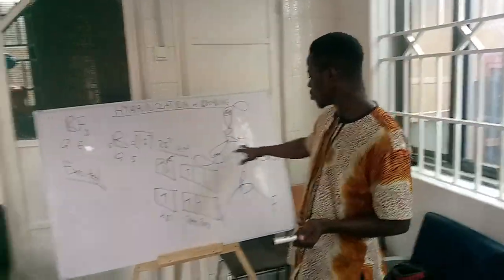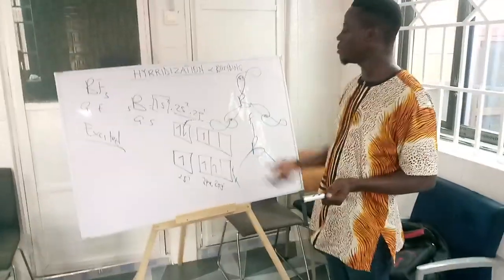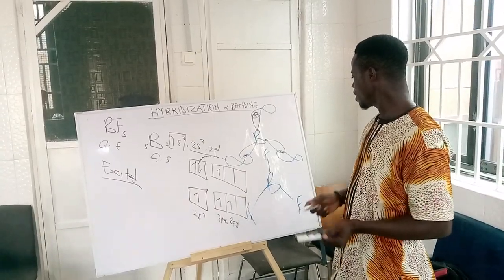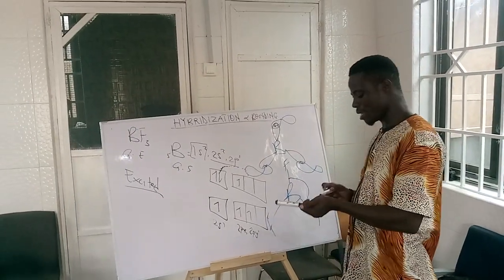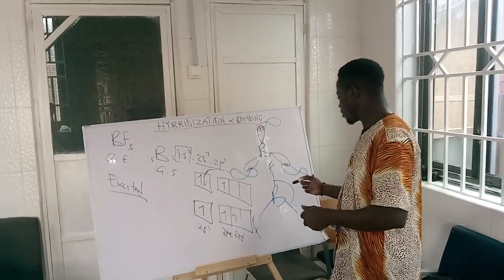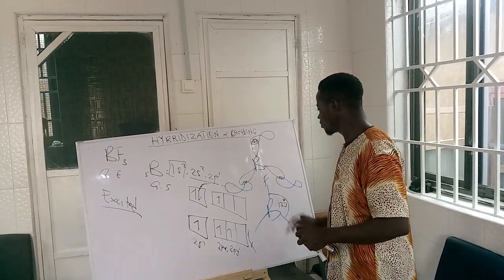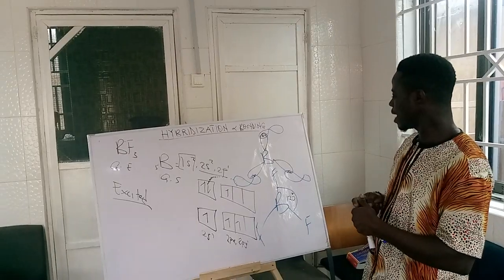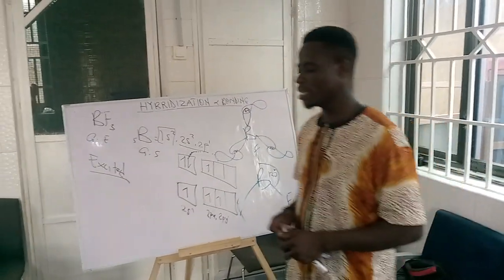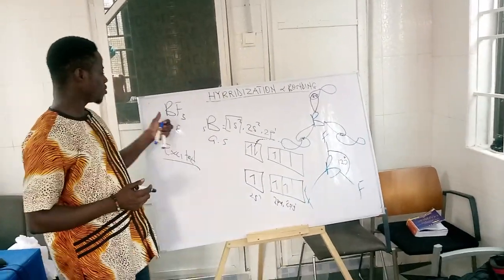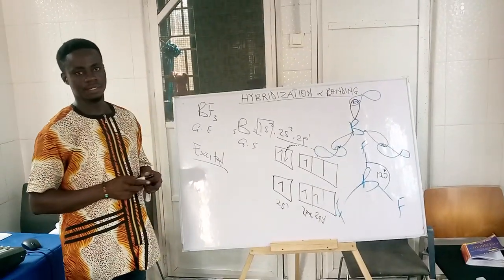And the type of hybridization existing here is sp2 hybridization. Then the bond angle from here to here is 120 degrees, and then the shape of this is what we call trigonal planar. So that is for sp2 hybridization.